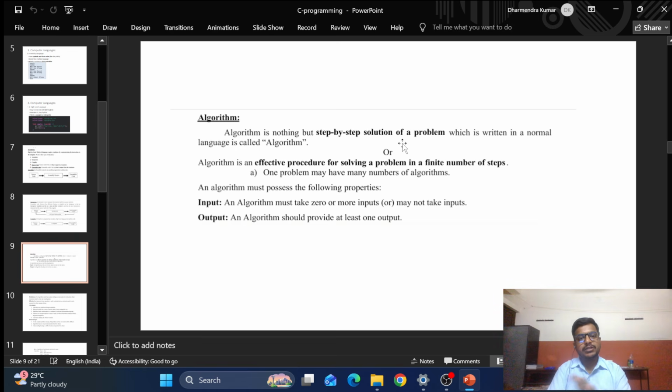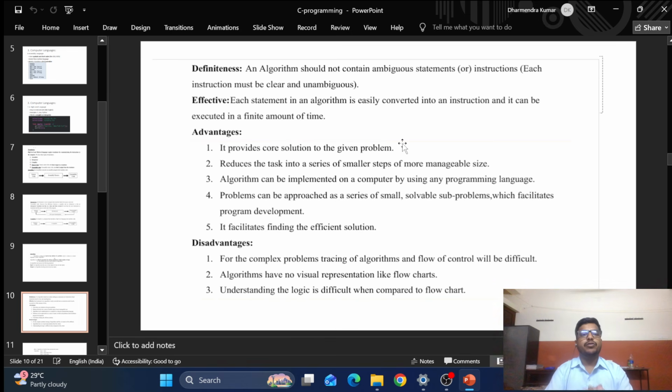And here also, an algorithm must take zero or more inputs, it may not take inputs. Clear? An algorithm should provide at least one output. Clear? Now, what are the advantages and disadvantages? The advantage is that it provides a solution to the given problem. It reduces a task into a series of smaller steps of more manageable size. Okay, no problem.